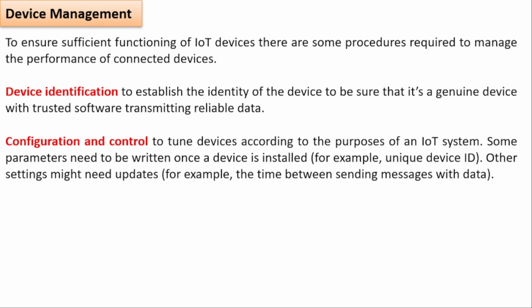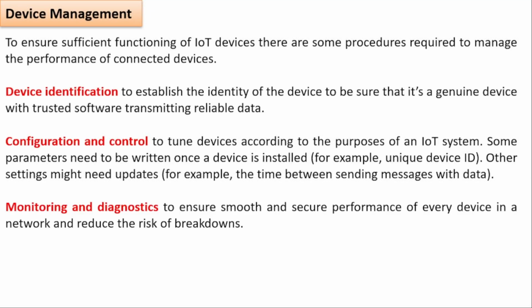Devices must be fine-tuned to align with the objectives of the IoT system. Some parameters, like a unique device ID, are set during installation, while other settings may require periodic updates, such as adjusting the frequency of transmitting data messages.